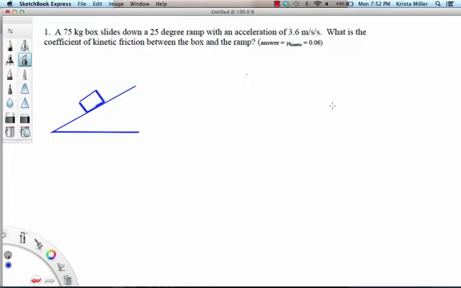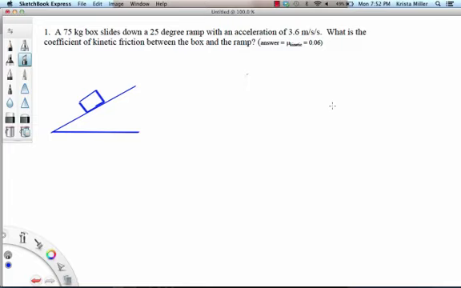Okay, so let's do a practice inclined plane problem. We have a 75 kilogram box sliding down a 25-degree ramp with an acceleration of 3.6 meters per second every second, or meters per second squared. What is the coefficient of kinetic friction between the box and the ramp?